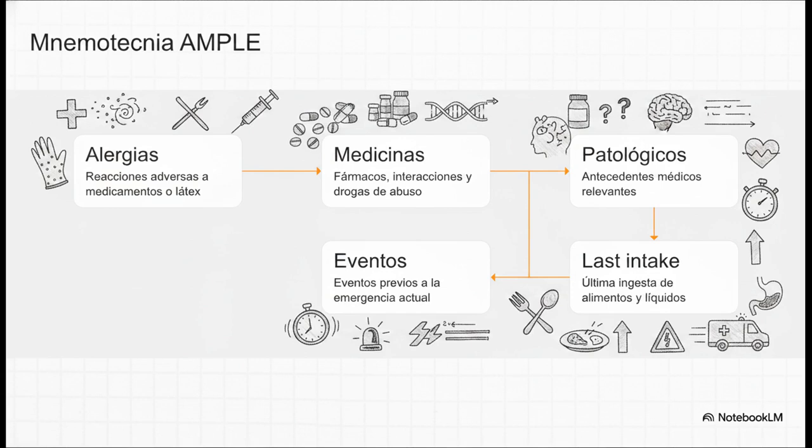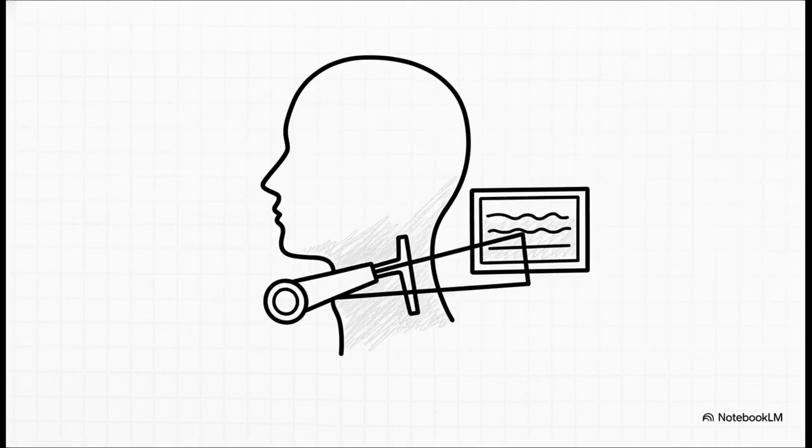You check A for allergies, M for medications, P for past medical history, L for last intake, which is huge because of that aspiration risk we just talked about, and E for the events leading up to the crisis. Literally in under a minute, this gives you a comprehensive risk map of your patient before a single drug is given. But here is where we see medicine taking a massive leap forward.